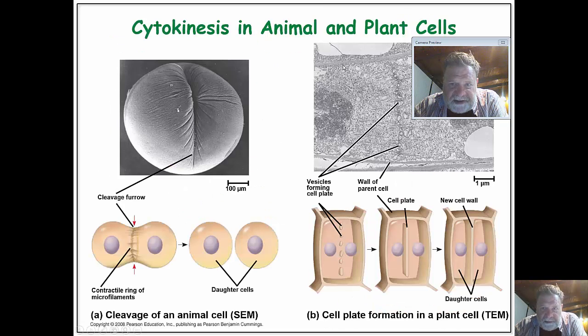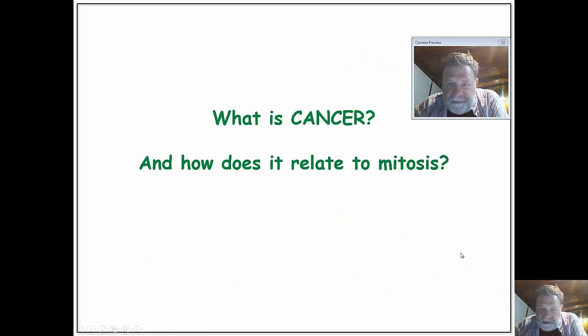Cytokinesis in animal and plant cells is a little bit different. In animal cells, we form a cleavage furrow, which is basically a contractile ring of microfilaments that squeeze and separate the cells, whereas in plant cells we see vesicles forming the cell plate. The cell plate produces a new cell wall, and then these cells can basically fill up with fluid and extend.